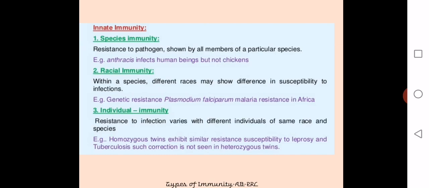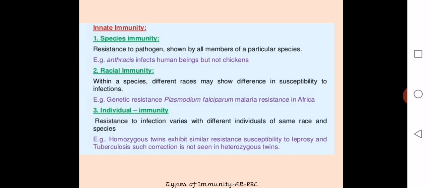Like, Bacillus anthracis is seen in humans. There is a possibility for anthrax infection in human beings, but never in chickens. Chickens are usually resistant to anthrax. It's usually because of the difference in body temperature, so that the bacillus anthracis will not survive in chickens, or will not induce an infection. There are a lot of other examples also for species level of immunity.